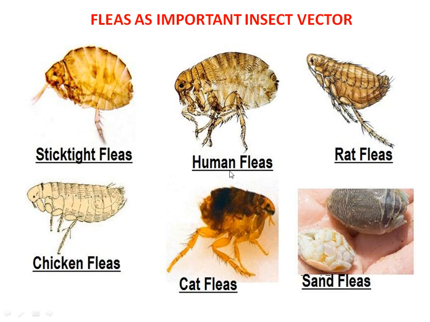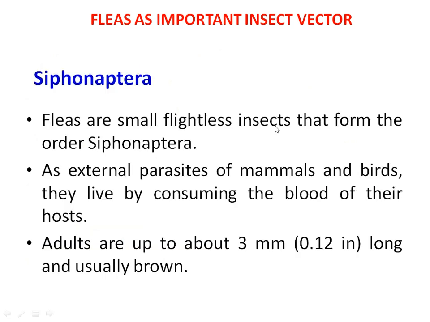The vectors are able to transmit various kinds of pathogens from one individual to another, and ultimately they are responsible for causing diseases. Fleas are small flightless insects. As I told you, they are wingless insects. Wings are completely absent, and so they form the order Siphonaptera.